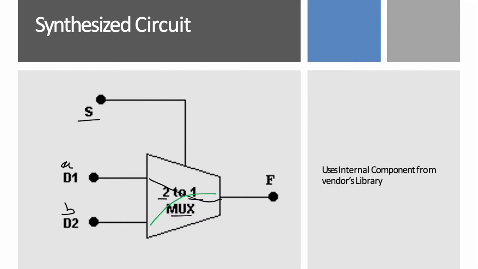So when we synthesize this, when we synthesize the circuit which we created from the VHDL code, this multiplexer is a common circuit, so the FPGA is likely to have onboard multiplexers, so it will make use of the internal components that the vendors have created in the library, or just plug it in for us and it will show us the multiplexer being used straight away.